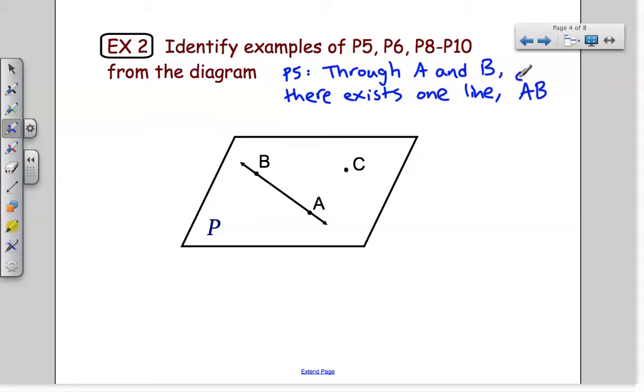So postulate 5 said through any 2 points there exists exactly one line. So through these points A and B there exists exactly one line, line AB.